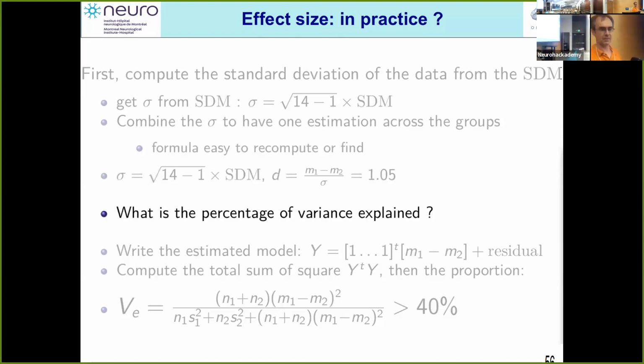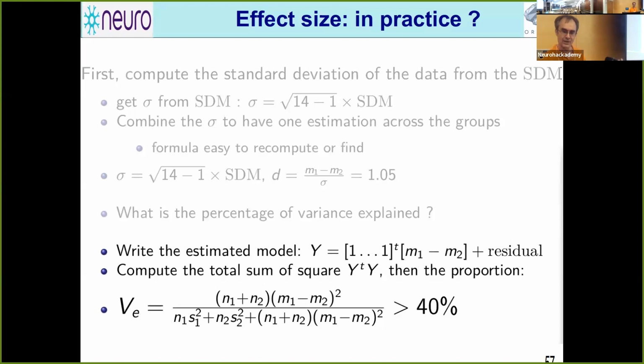So now I was asking myself, what's the percentage of variance explained by this? That's actually not difficult at all. You can write the estimated model, which is just the average and the difference of the means, and then the residuals, and then you do that computation. Because you have all those numbers, you can compute the percentage of the variance explained, and that's about 40%. So 40% of the BOLD signal explained by this serotonin transporter, I think it's super high.